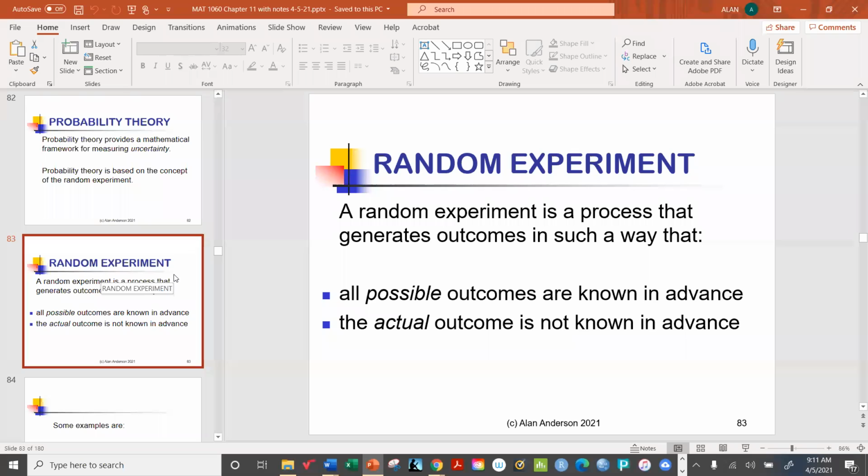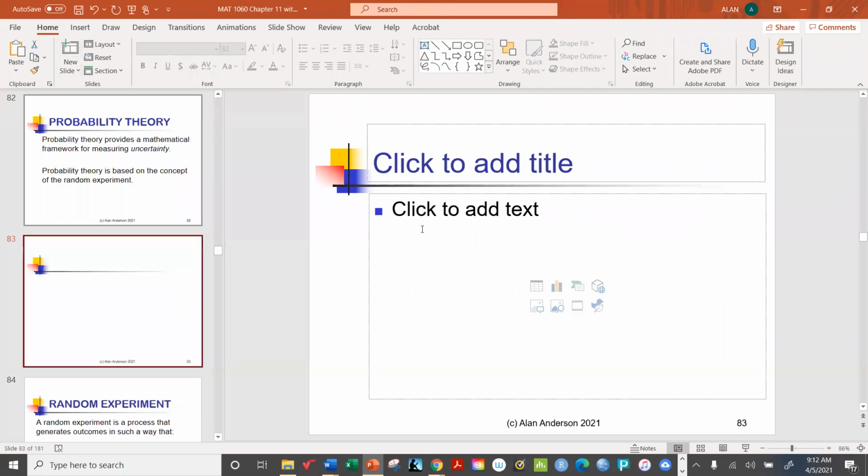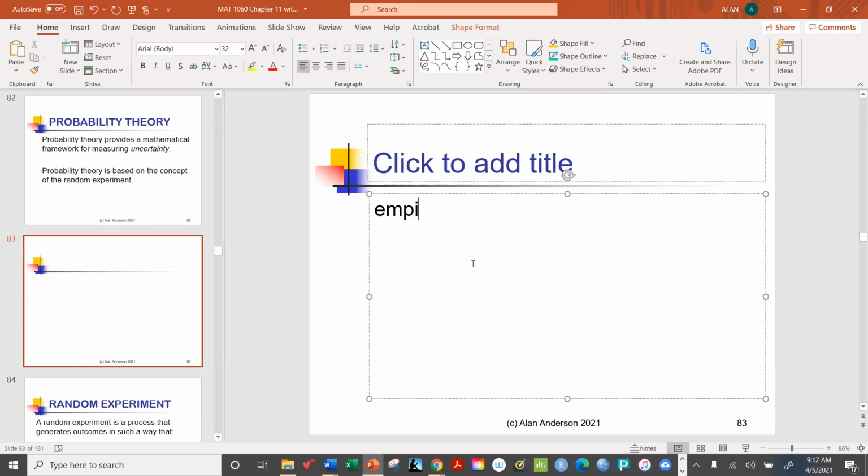You'll come up with what's called an empirical probability, which means based on experience. They mentioned that word a couple of times. I just want to mention that the word empirical simply means based on experience.